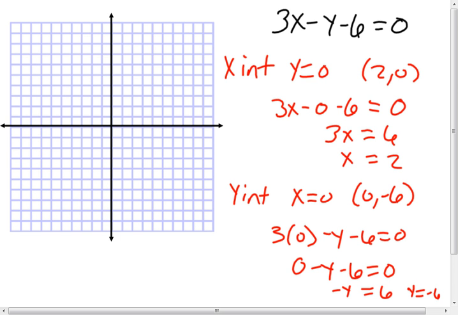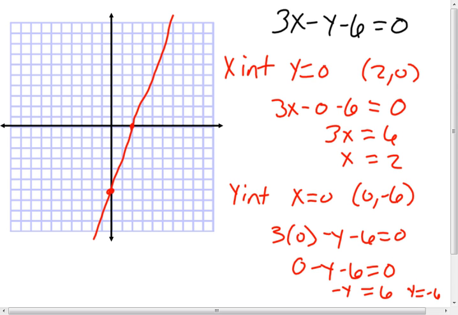So that gives us the point 0, negative 6. Now we plot those 2 points on the graph, 2 comma 0, which would be here, and 0, negative 6, which would be here, and we draw a line between the two as best we can. Best to use a straight edge. That is the graph of this line, 3x minus y minus 6.